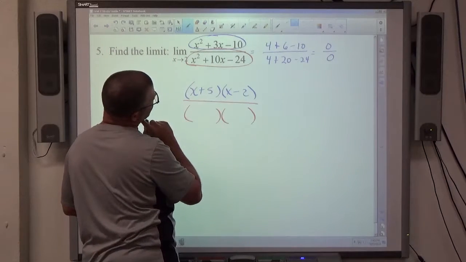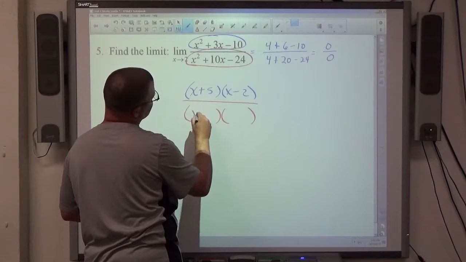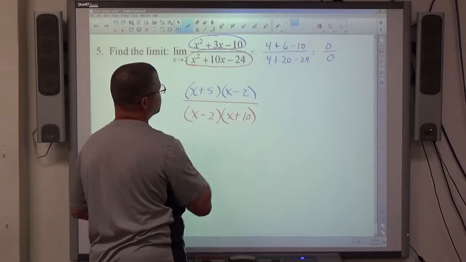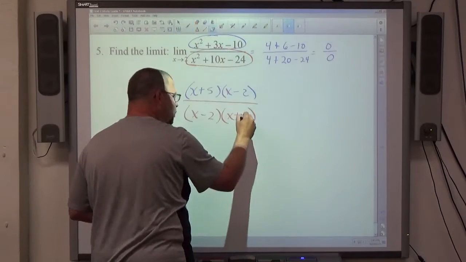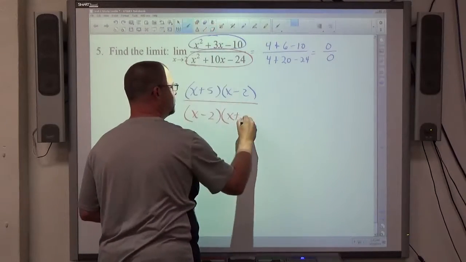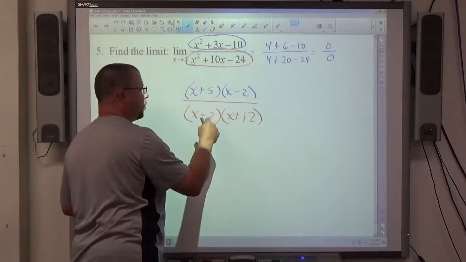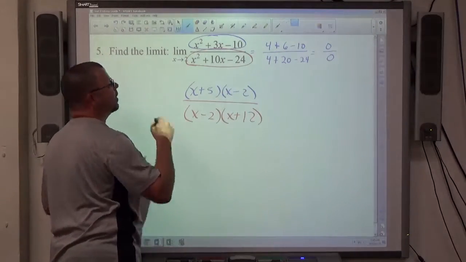It'd be x minus 2, x plus 10. Oh, that's not right. x plus 12. That's better. All right. Negative 2 times 12 is negative 24. Negative 2 plus 12 is positive 10, so that's correct.